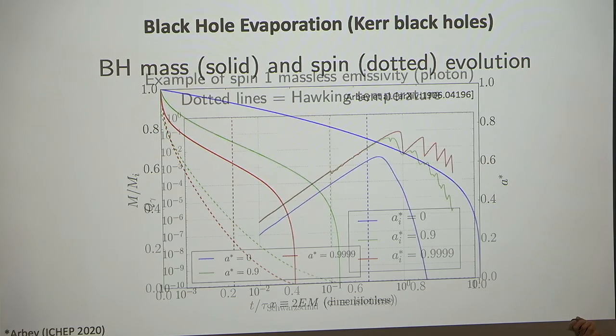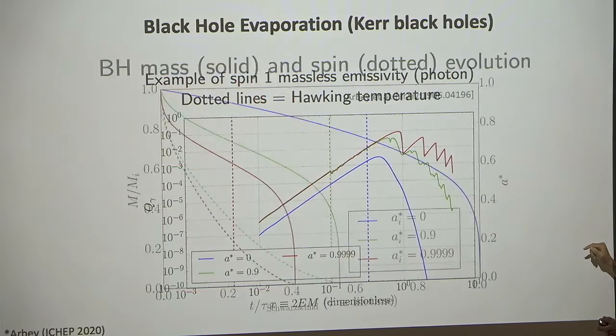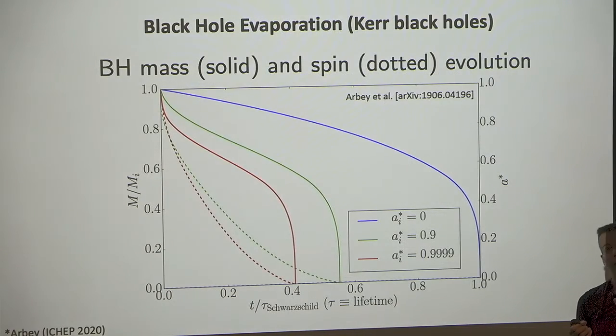If you go back to the equations, you see that the change in mass is correlated with the change in angular momentum. And so, while at the same mass you have different temperatures, that doesn't mean that the evaporation rate is bigger for one than the other. Does that make sense? You make a very good point. So it is non-trivial. Yes?